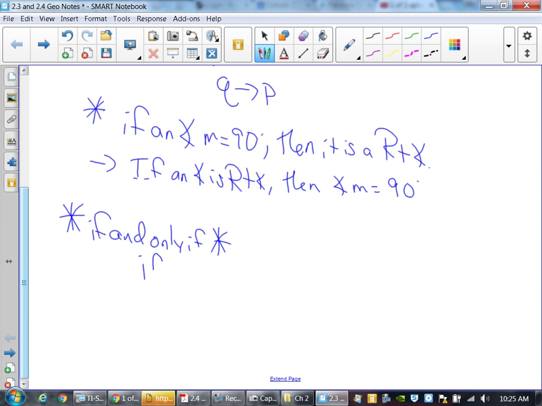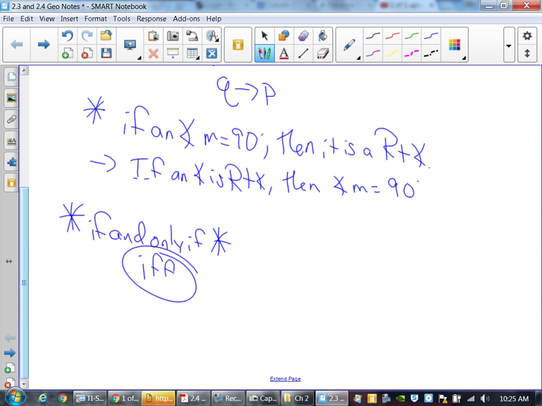What's the opposite? Then it's a right angle. If an angle measures 90 degrees, then it is a right angle. If an angle is a right angle, then it measures 90 degrees. I'm just saying it forward and backwards.